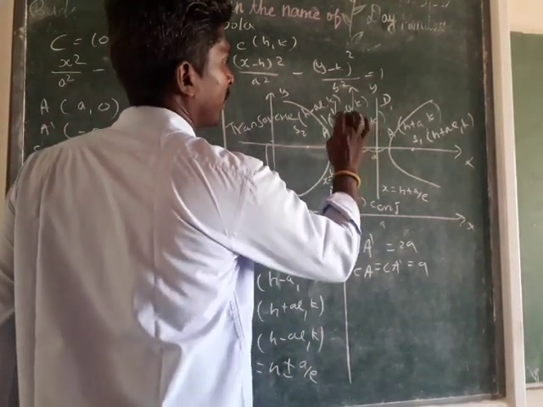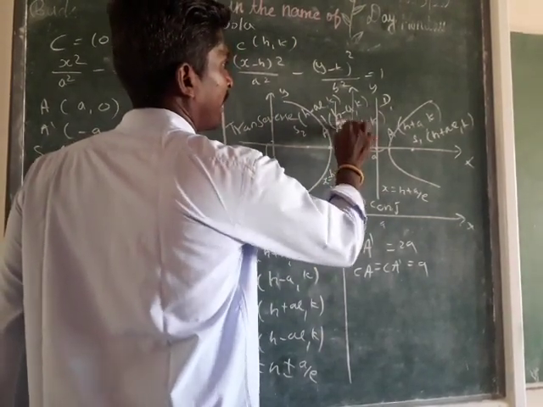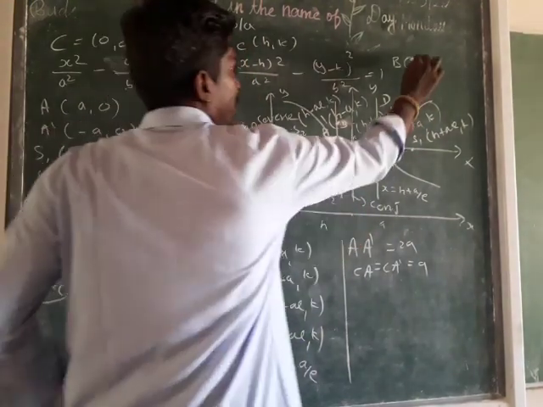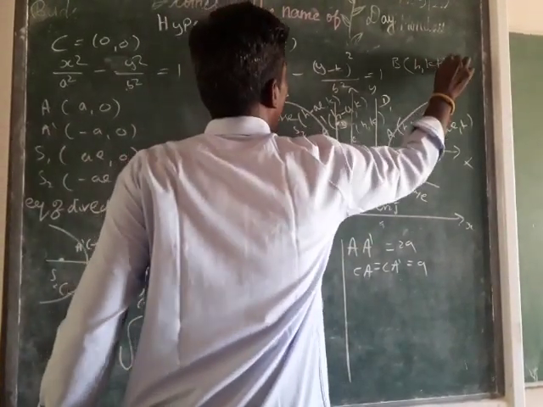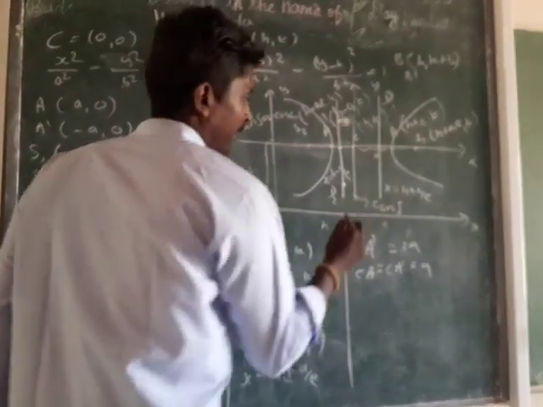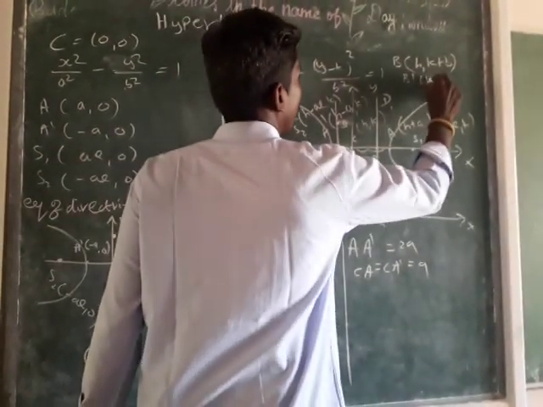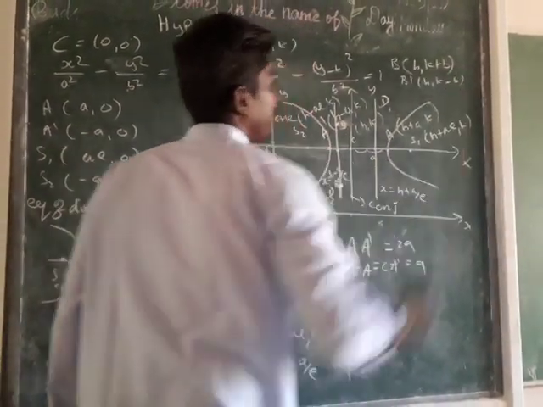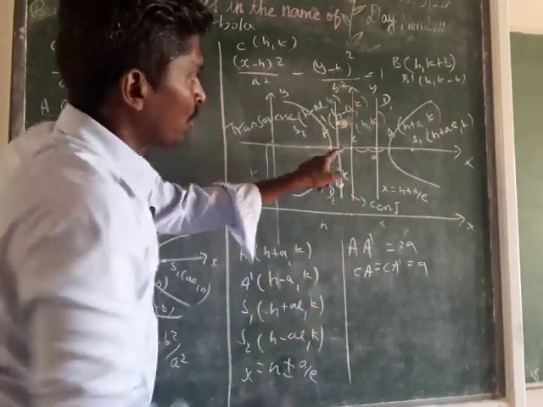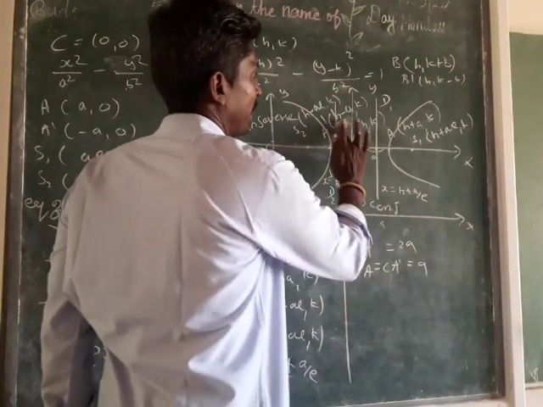We can't see it here, so I mark B here. What is B? On the x-axis the length is h, and when you come to k, it becomes h comma k plus b. Then how will B dash come? This is B dash. Suppose you take B dash here, B dash equals h comma k minus b, because up to here the length on the y-axis is k. So from the center K to B is b.